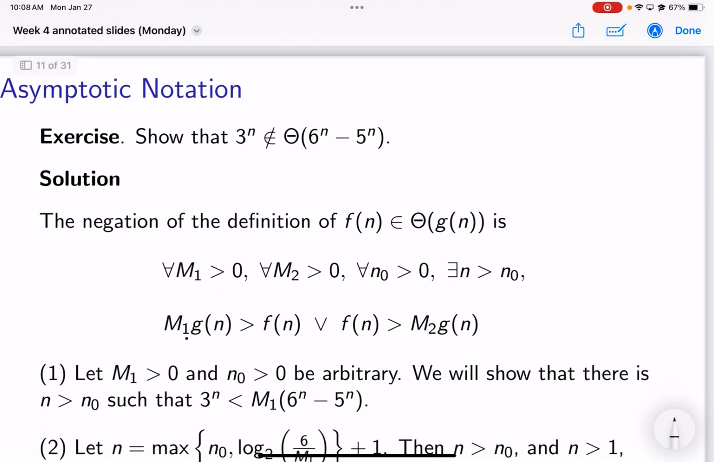Looks like I was right in my guess because the first step of the proof says that we're going to do the inequality with m1. So no matter what m you choose, 3 to the n will always eventually be less than 6 to the n minus 5 to the n.